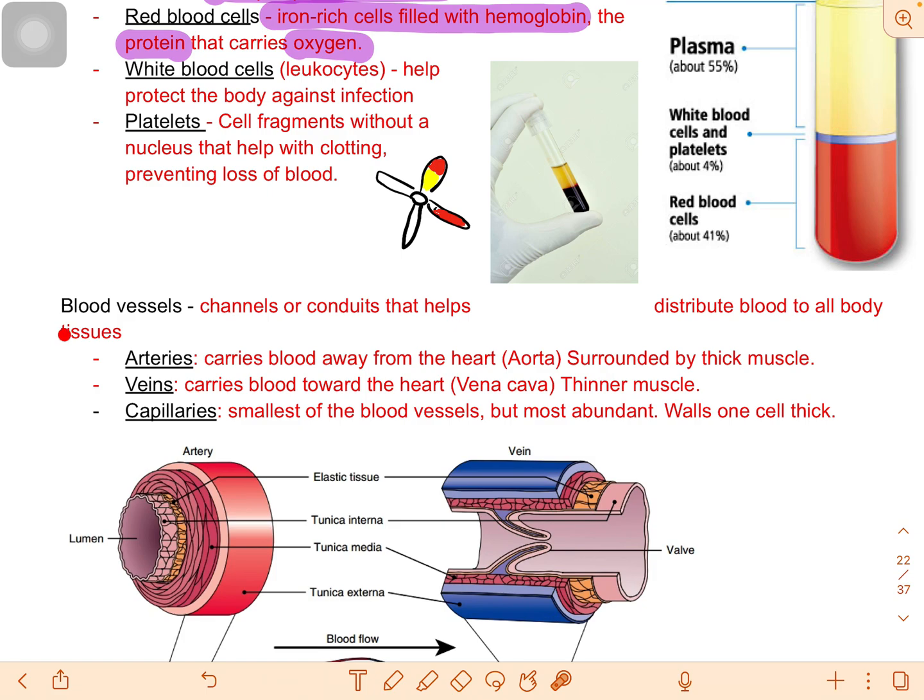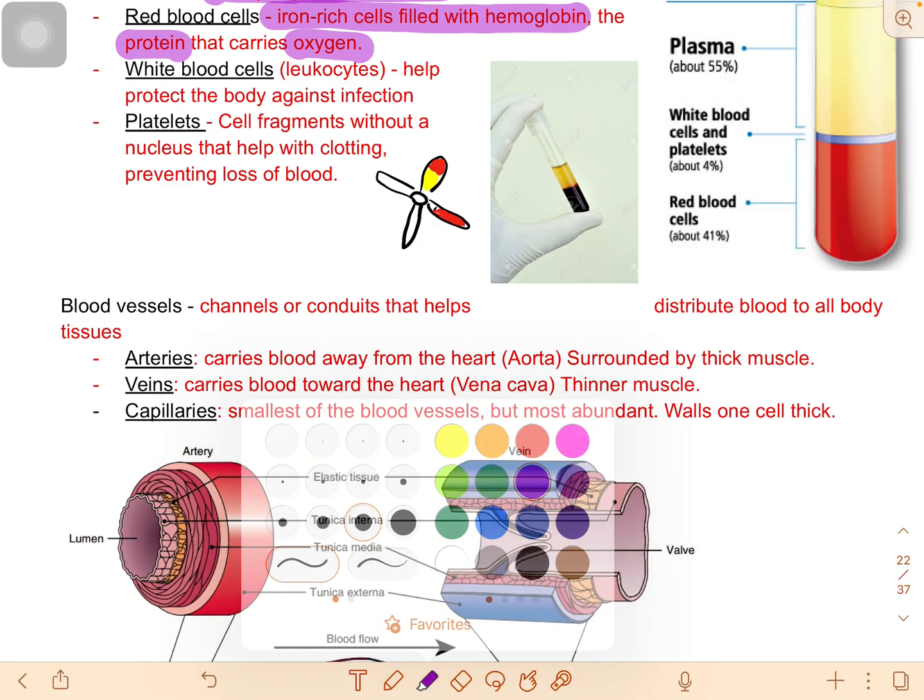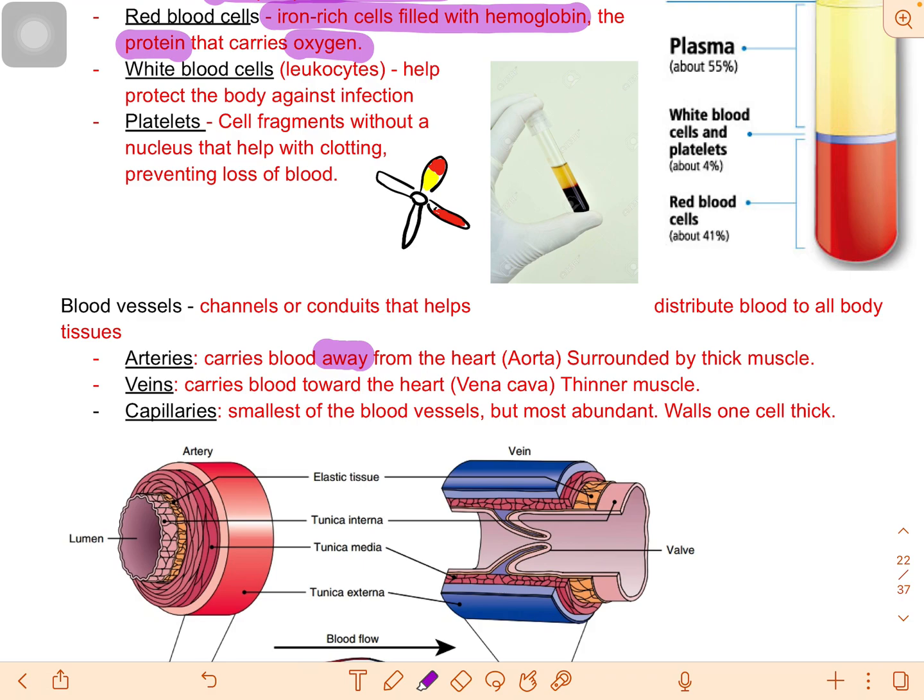Now, those blood vessels, there are three main blood vessels. First one are the arteries. They carry blood away from the heart. I'm going to highlight away here because it's really important that you understand that the arteries carry blood away from the heart. They are surrounded by thick muscle. If you look at this diagram right here, you can see that there's a thick layer of muscle cells around the arteries.